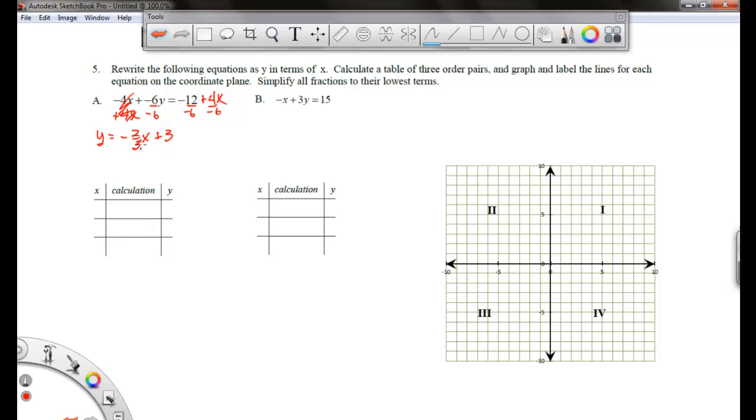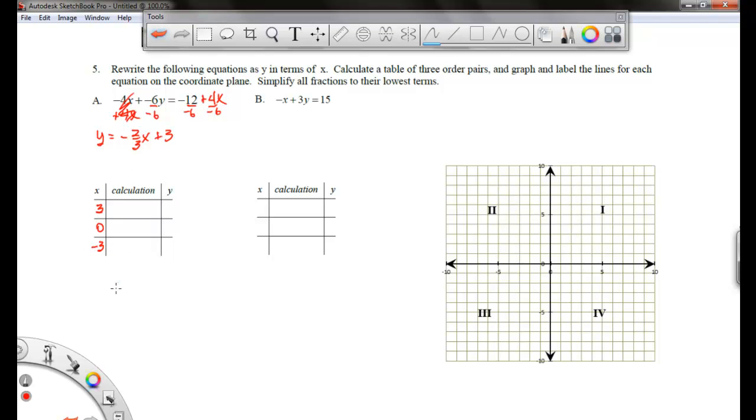Now how did I get 2 over 3? Well, I have 4 over 6. I can divide the 4 by 2 to get 2, and I can divide 6 by 2 to get 3. So that's what we want to use for our slope. So now we go over here. We choose multiples of 3. So I'm going to choose 3, 0, and a negative 3.